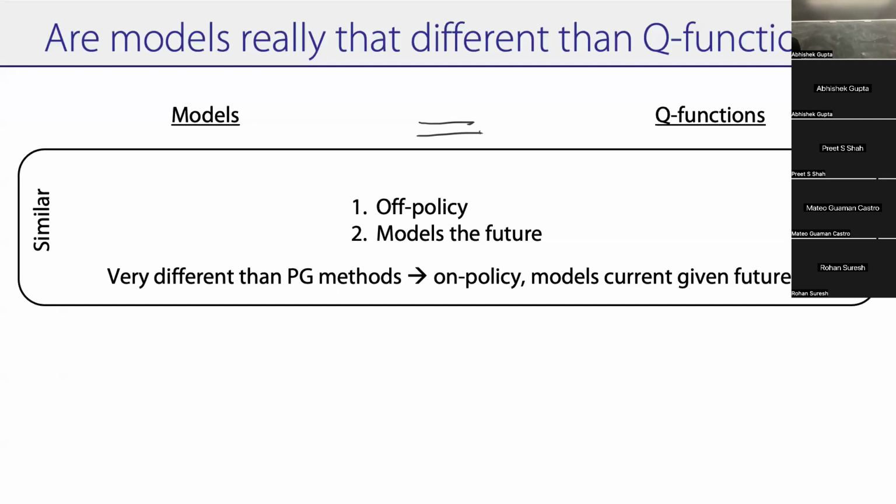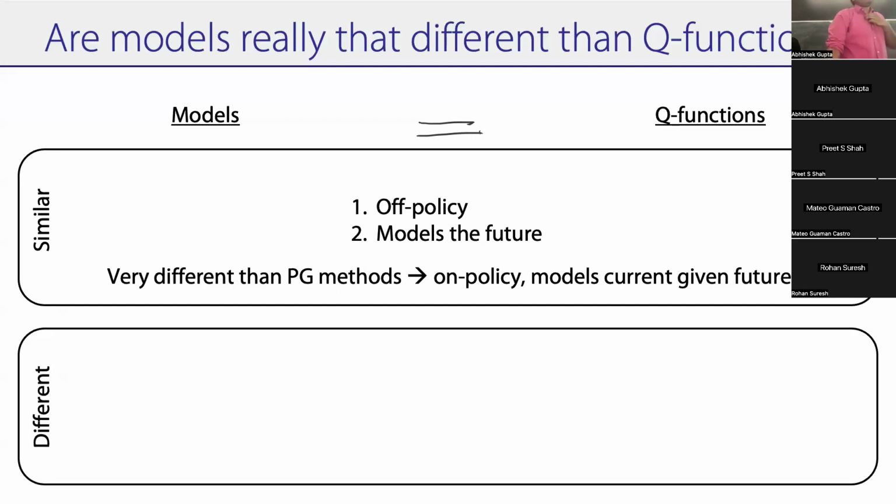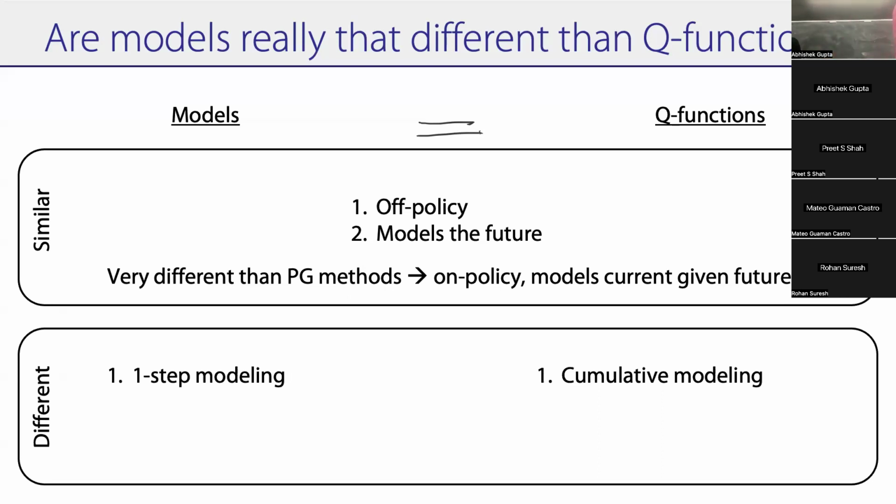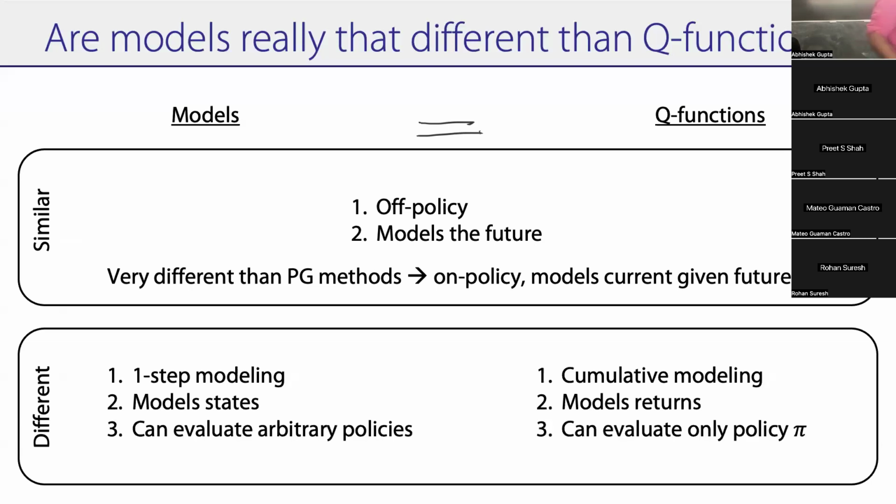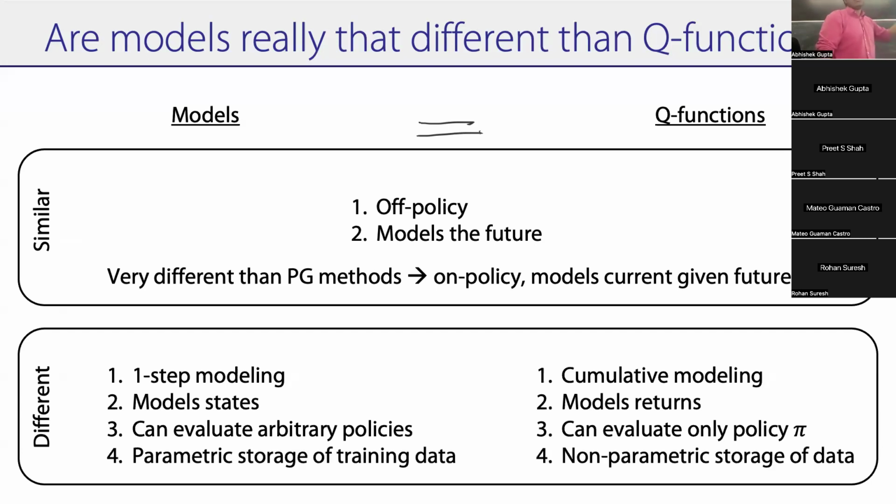The policy says, I know I'm going to be optimal in the future, so what would I do now? And this goes the other way. They're different because models do one-step modeling, while Q functions model the cumulative sum of rewards. Models model individual states, whereas Q functions model returns. The benefit of modeling state is that you can swap out any reward, whereas Q functions work for a single reward. Because models are just modeling states, you can evaluate arbitrary policies and do planning for anything. Whereas Q functions are tied to a particular policy pi. We talked about evaluating Q pi, and so Q functions can't do every policy.